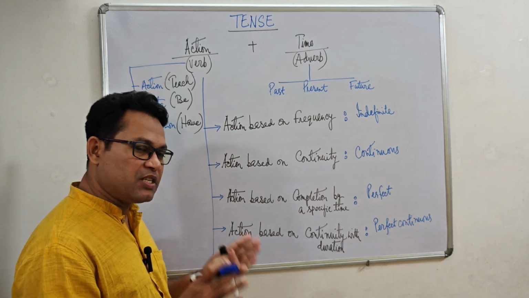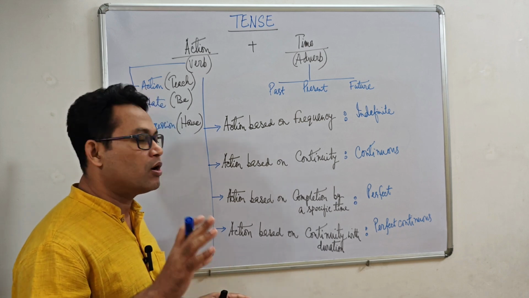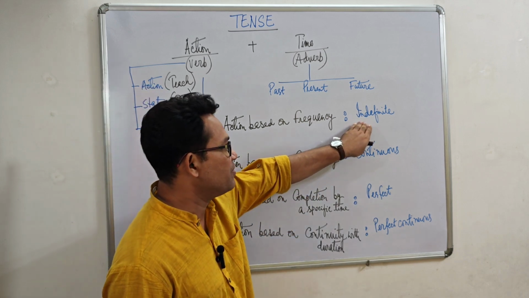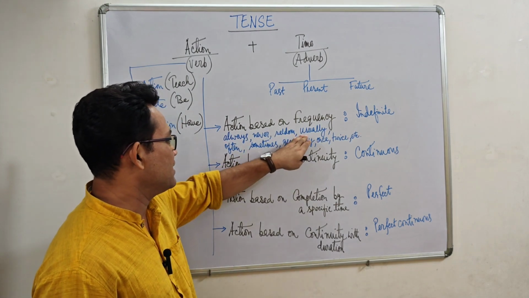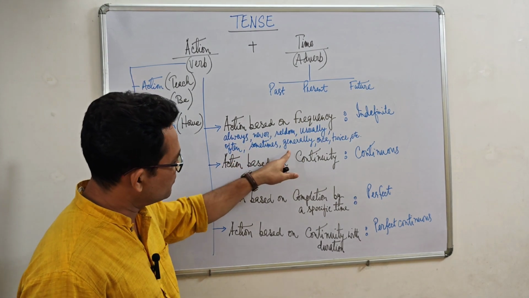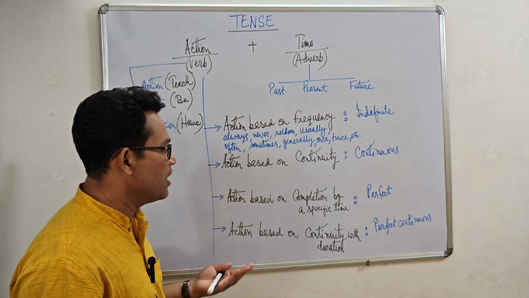Therefore, the specific adverbs, adverbs of frequency, that are essential for framing indefinite tenses are always, never, seldom, usually, often, sometimes, generally, once, twice, thrice, 4 times, etc.